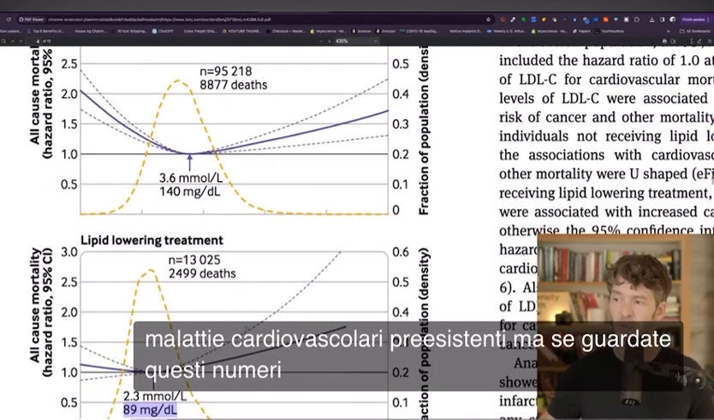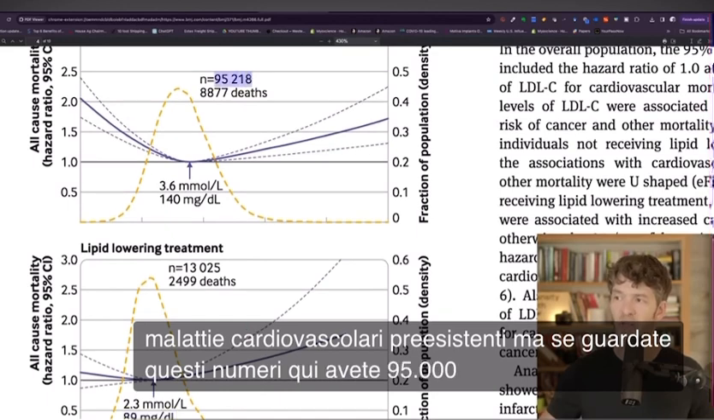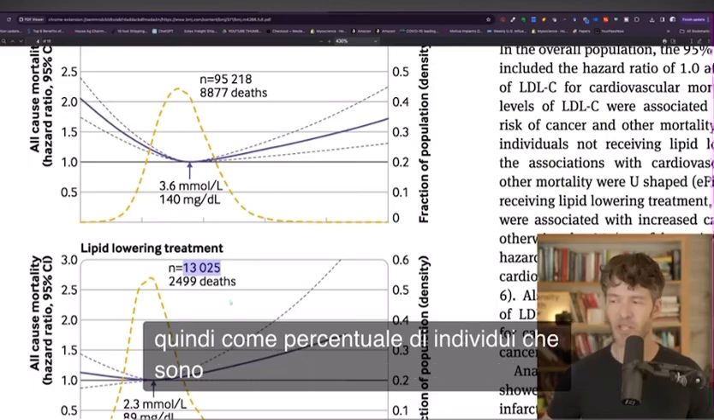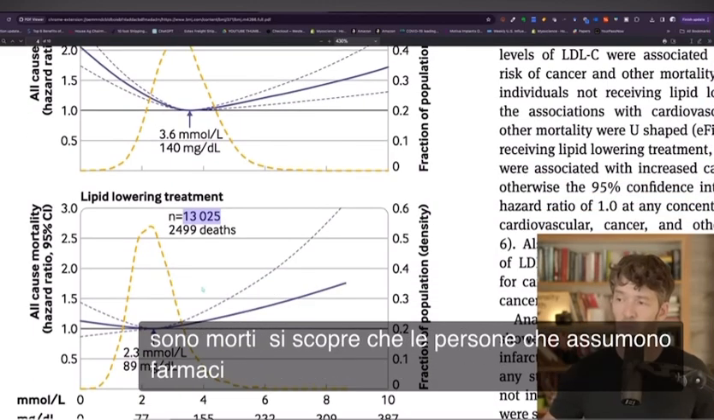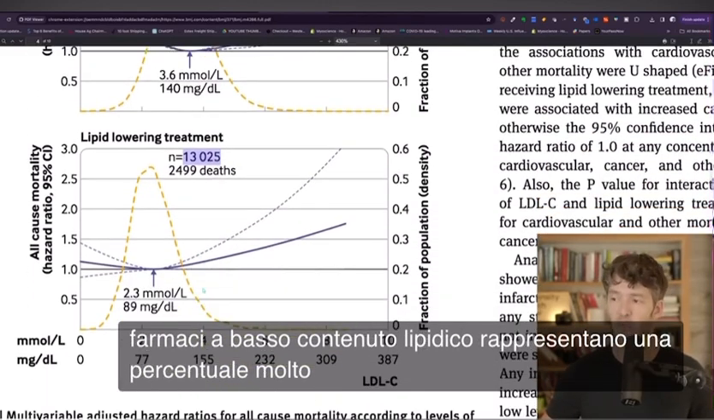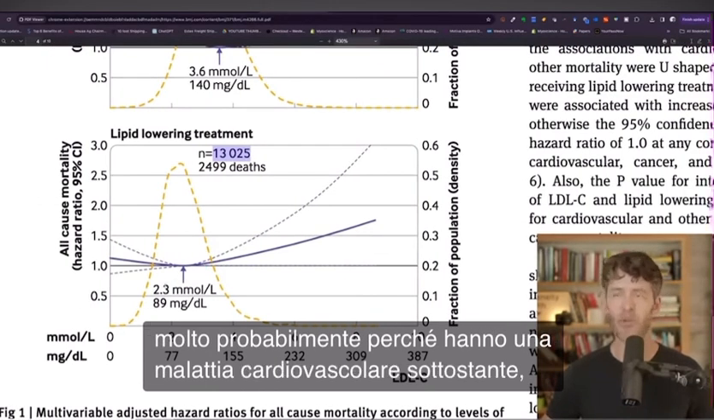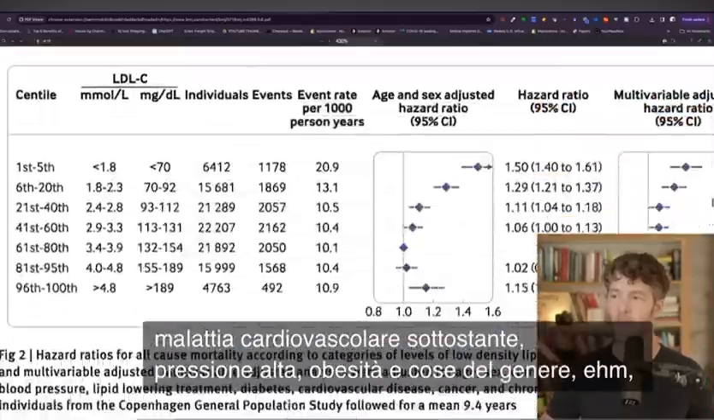But if you look at these numbers here, you have 95,000 subjects in this arm versus just 13,000. So as a proportion of individuals that have died, turns out that the people on lipid-lowering medication represent a much higher proportion of the deaths, most likely because they have underlying cardiovascular disease, high blood pressure, obesity, and the sort. But let's go on down.